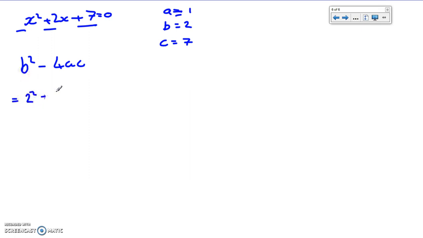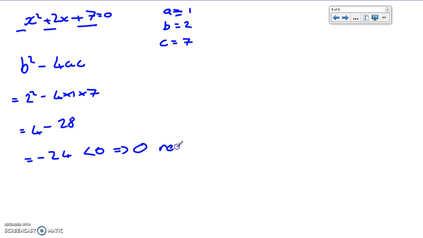So I get 2 squared, take away 4 times 1 times 7. 2 squared is 4, so that's 4, take away, well, 4 times 1 is 4, times 7 is 28, which gives me negative 24. So I know then that that's less than 0, it's negative. So my discriminant is negative, which means that I'm not going to get any real roots. So I'm going to get 0 real roots from this one.